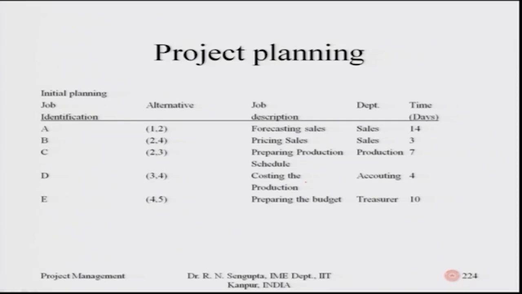Job descriptions are given: forecasting the sales is for A. Pricing of the sales, that means you are doing a marketing project for the overall work which you are planning. C can be preparing production schedule, D can be costing the production, and E is basically preparing the budget. The departments under which they fall are sales, production, accounting, treasury, and the number of days required for each activity without the interrelationship is given as 14 till the value of 10.